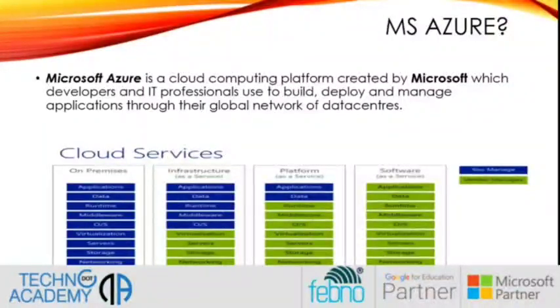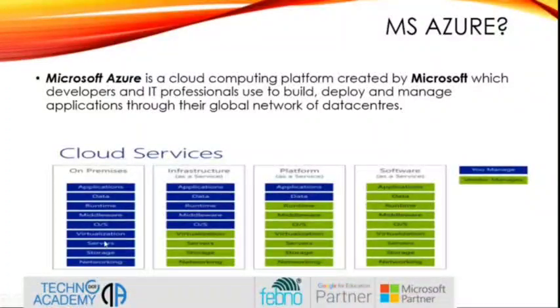In on-premise, I have to take care of everything. I have to take care of my networks, my physical hardware, my racks of servers, storage, virtualization, OS, middleware, runtime, and my data and my application. On-premise, I have to handle each and everything.